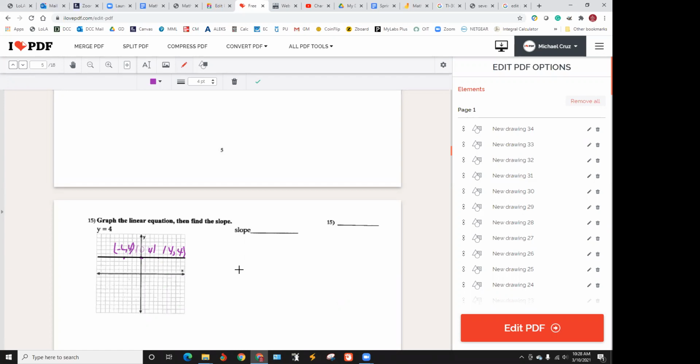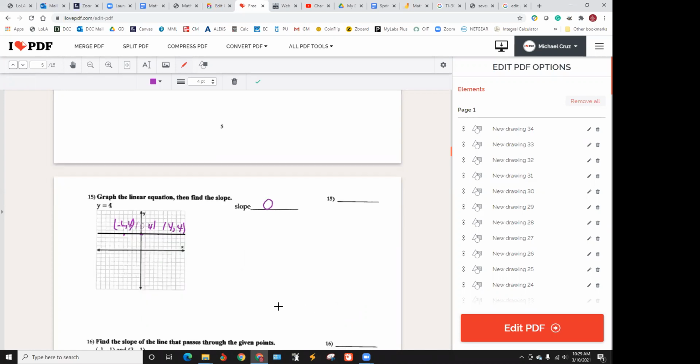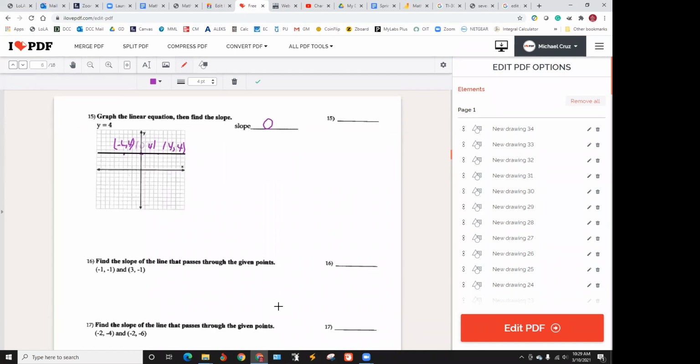We calculate the slope. The numbers that are going to take each other out are in the numerator now. So 4 minus 4 in the numerator is 0, and that's a slope of 0. All right, any questions?